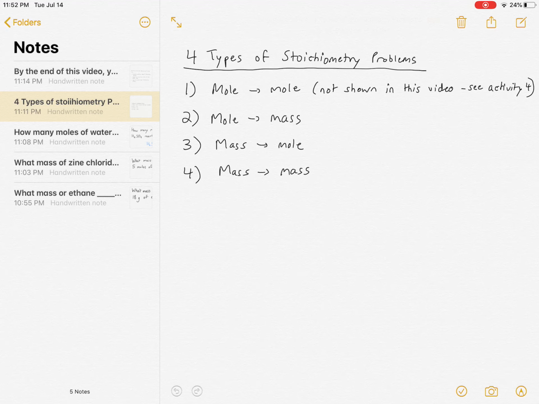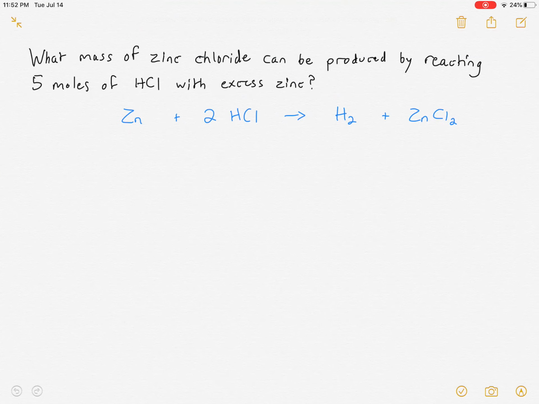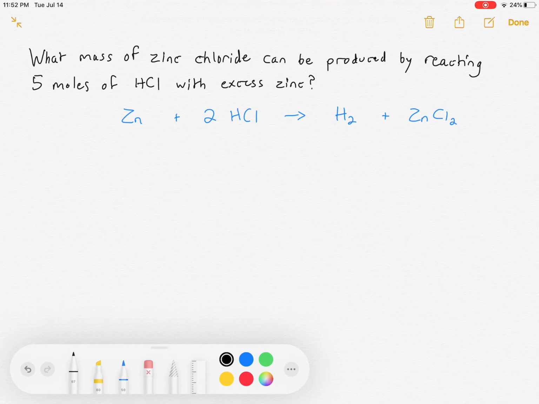First, I think we should look at a mole to mass problem, which is when we're starting with moles being what we're given, and we're trying to find a mass. So I've already written the equations in these examples to save time. So the first question we'll look at is, what mass of zinc chloride can be produced by reacting 5 moles of HCl with excess zinc?